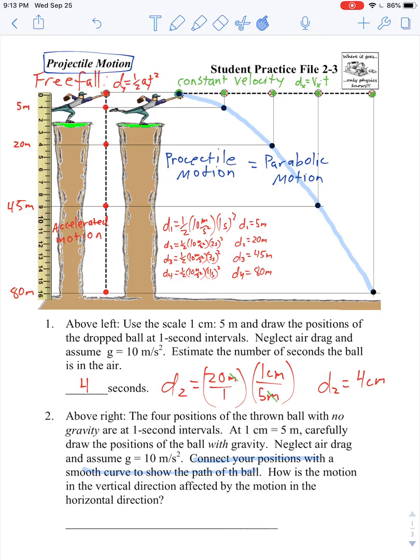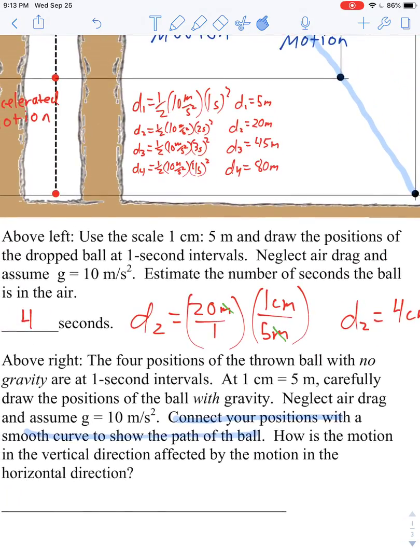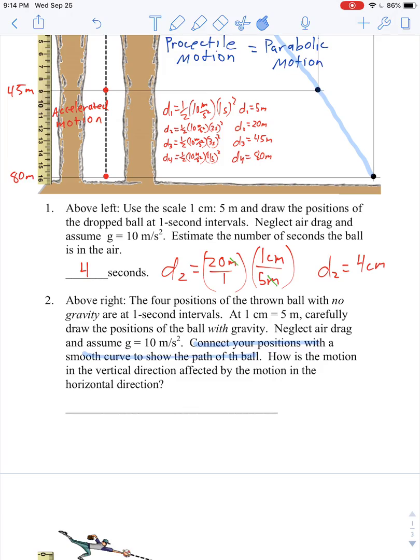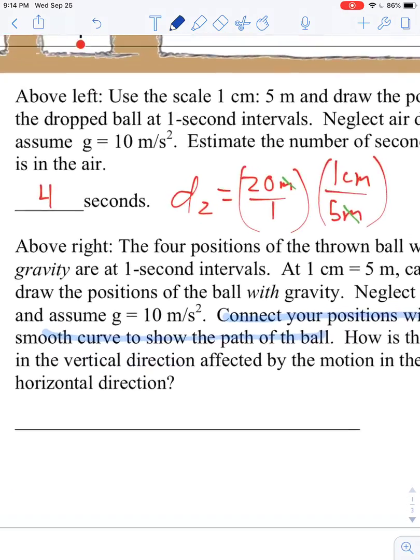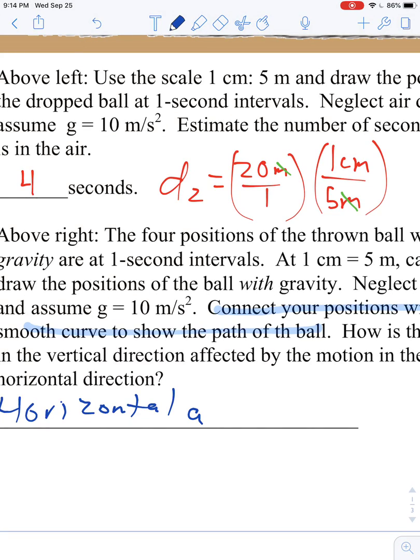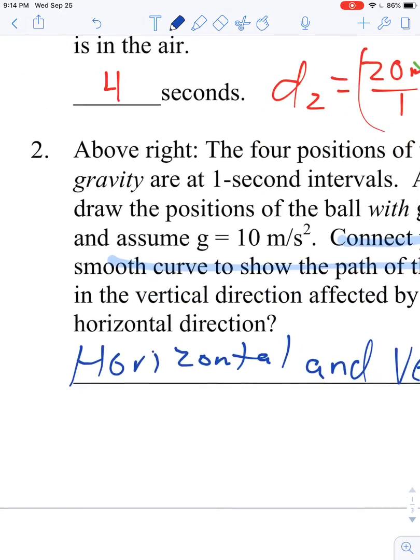And last but not least, it says, how is the motion in the vertical direction affected by the motion in the horizontal direction? Well, projectile motion is what happens when you combine constant velocity in one dimension with accelerated motion in the other dimension. When you put together free fall and constant speed, that's how you get that parabola. And the reason that it works is that these two motions are independent of one another, or in other words, horizontal and vertical motions are independent.